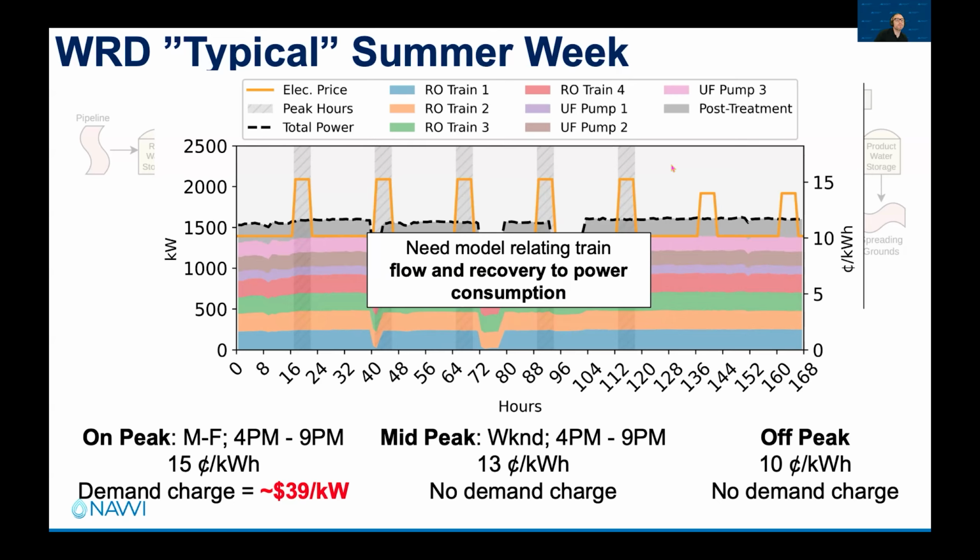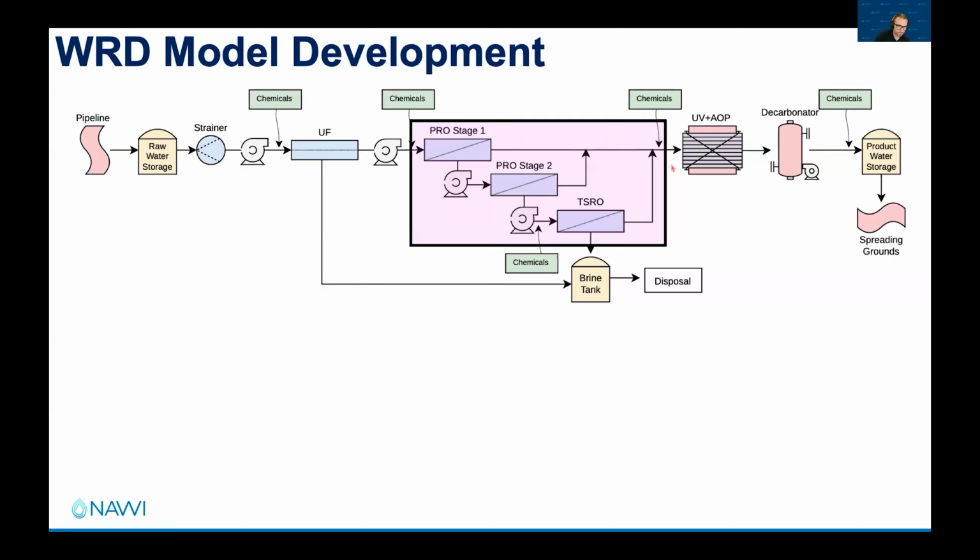So if we want to look at flexible operations, what we need is a model that's relating the train flow and recovery to the power consumption. We want to be able to modulate the flow rate and the recovery of each RO train, and then get out of that the power consumption. So creating some data-driven surrogate models is the name of the game here.